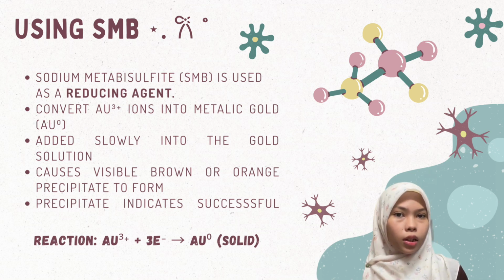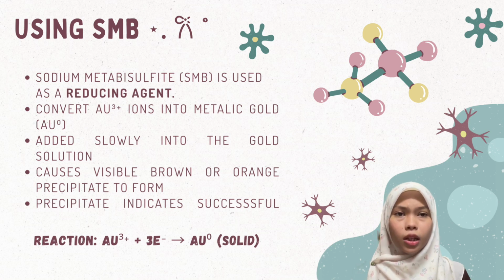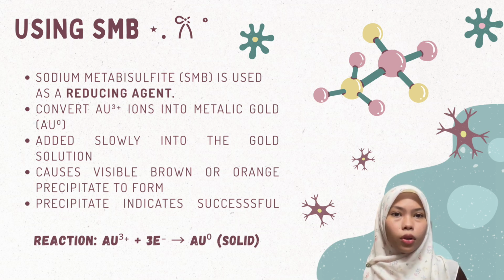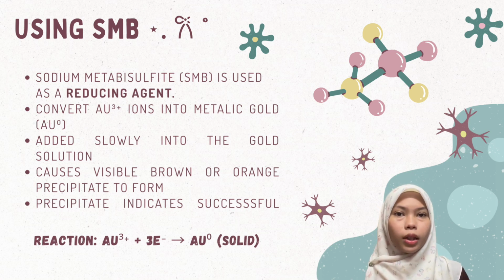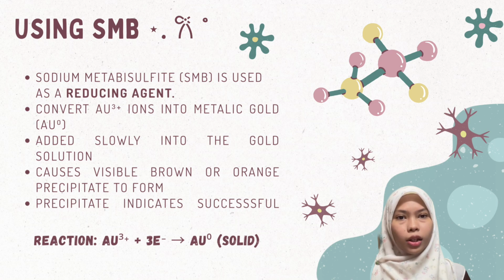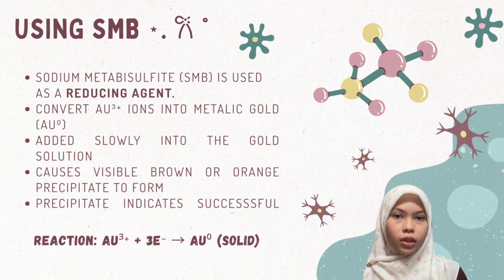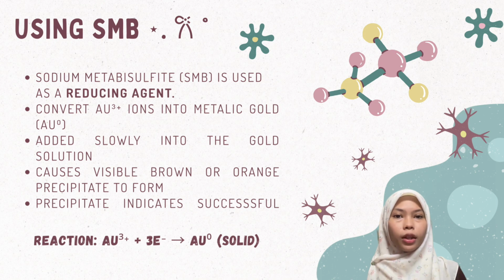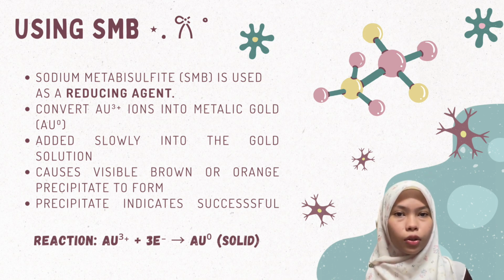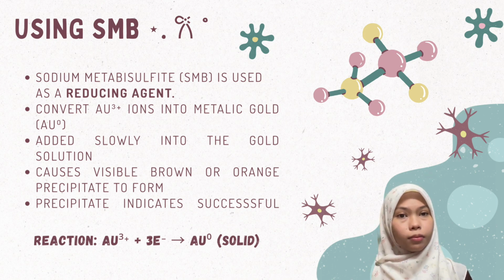This chemical reaction is important because it changes the dissolved and invisible gold into solid particles that can be seen. As the SMB is gradually added, gold begins to precipitate from the solution, forming a brownish or sometimes dark orange solid. This visible change confirms that the gold ions have been successfully reduced into their metallic form.